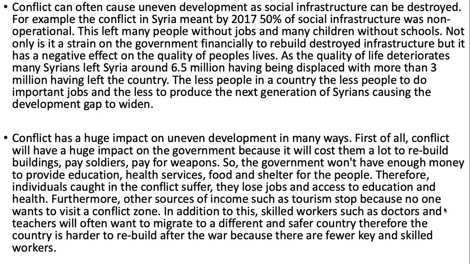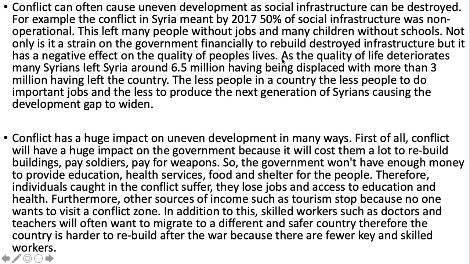So they've said their first point is that conflict can cause social infrastructure to be destroyed. They've given a really clear example. So 50% of social infrastructure in Syria was non-operational, it wasn't working, it was destroyed. And so this left many people without jobs and many children without school. And then they've linked it back to not only the government, but also people's quality of life.